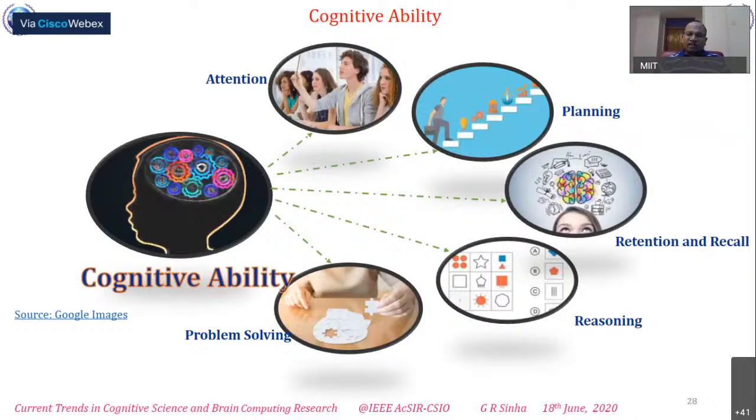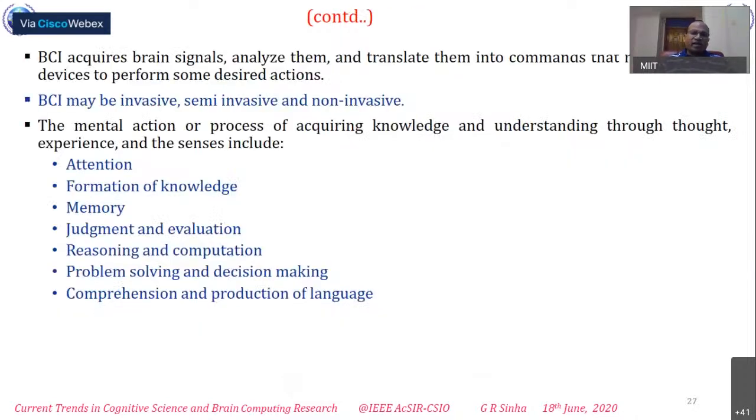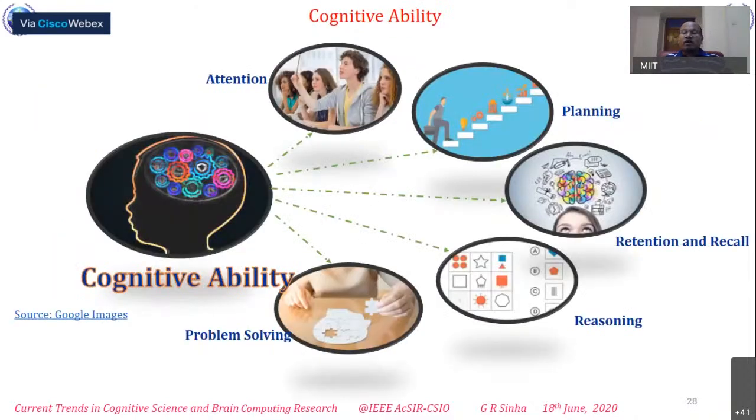The cognitive ability domains covered in brain computer interface, which we refer to as mental actions and processes, are all covered in this cognitive ability domain. That may be related with attention. How do we pay attention? Whether we are attentive, more attentive, or less attentive. Planning, the ability to plan, retention capability, ability to recall, reasoning ability, problem solving ability.